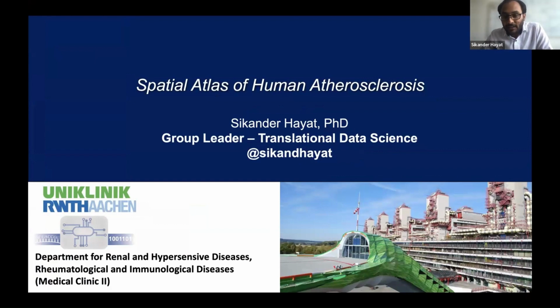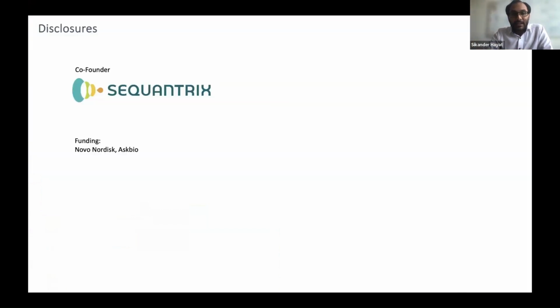I'm a group leader at the University Hospital Aachen. This is on the right-hand side, our beautiful hospital. And the thing that I really like is this kind of interdisciplinary work where biologists, wet lab scientists, medical doctors, and computational biologists are working together to bring something that is useful then for the patients. And these are my disclosures.